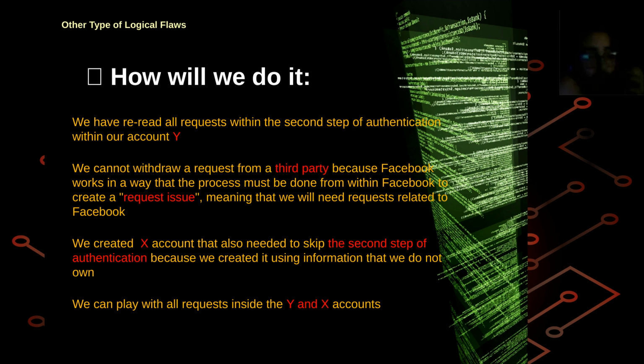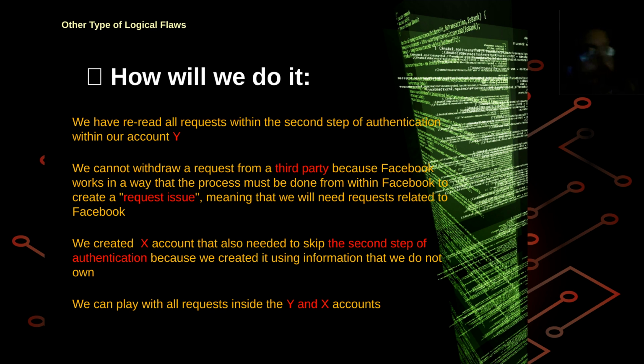We have to raise our request within the second step of authentication within our account Y, the account that we want to open. So we want to skip the second step of authentication to open our account Y. We cannot withdraw a request from a third party because Facebook works in a way that the process must be done from within Facebook to create a request issue. Meaning that we need a request related to Facebook.